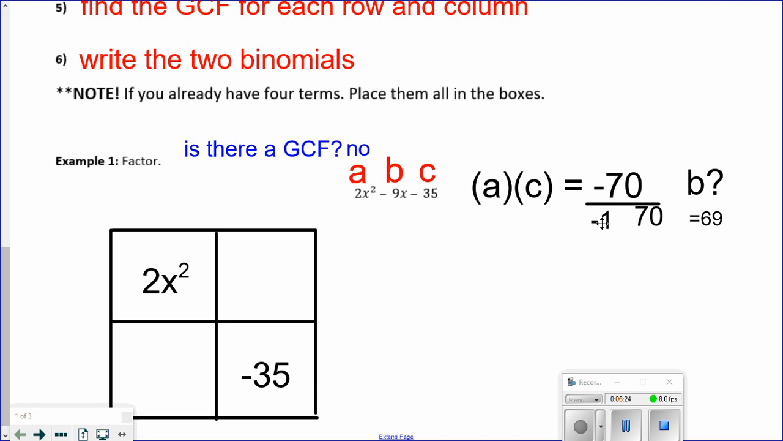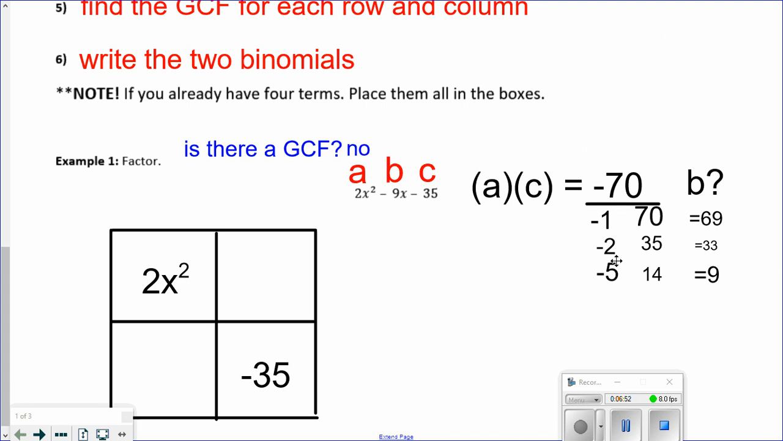So I move on. The next one, I can divide it by 2. So I'll do negative 2. Do that division, I get 35. These are my two factors. Do they add up to negative 9? No. Moving on. The next one would be negative 5 and 14. Do they add up to negative 9? No. They add up to 9. I need it to be negative 9. So I gotta keep going.